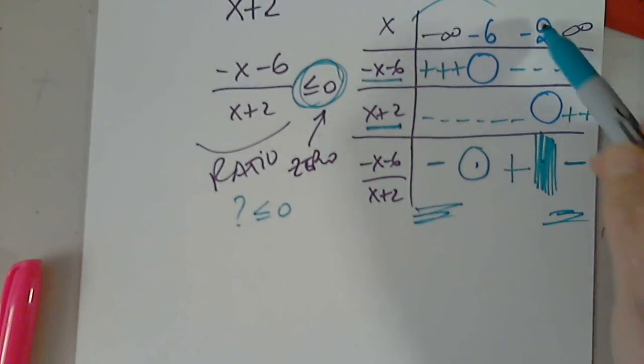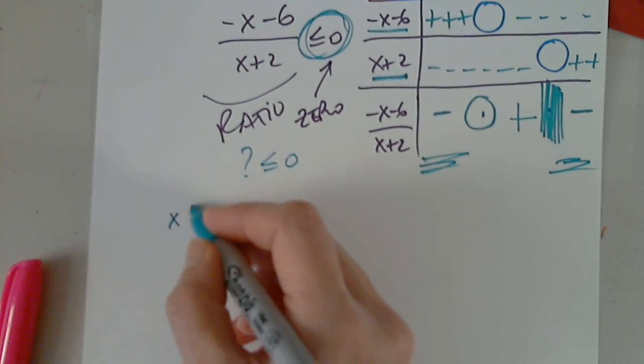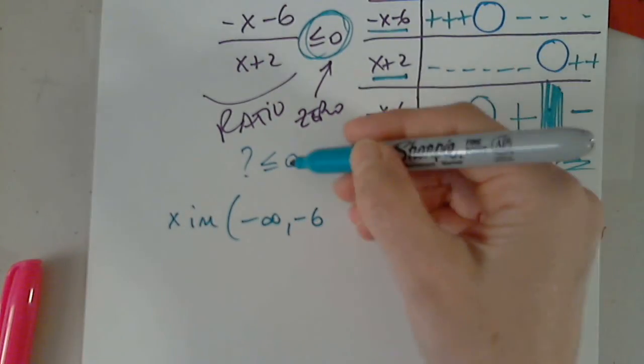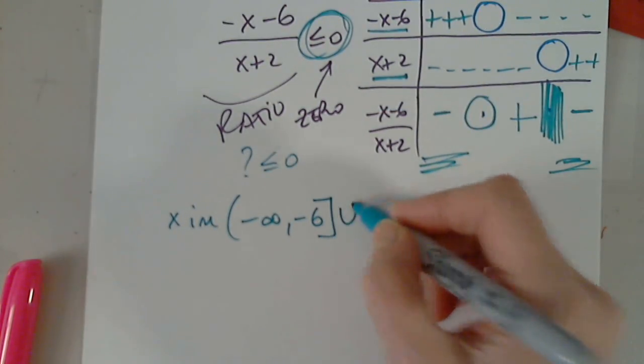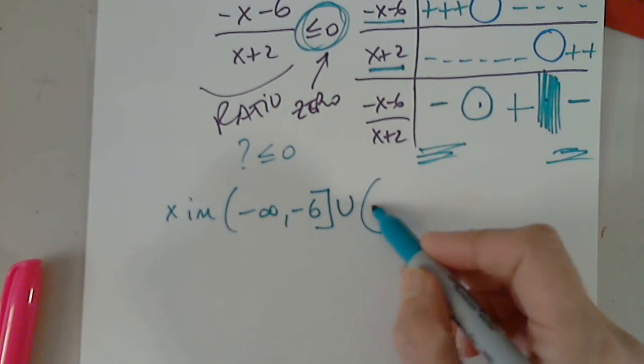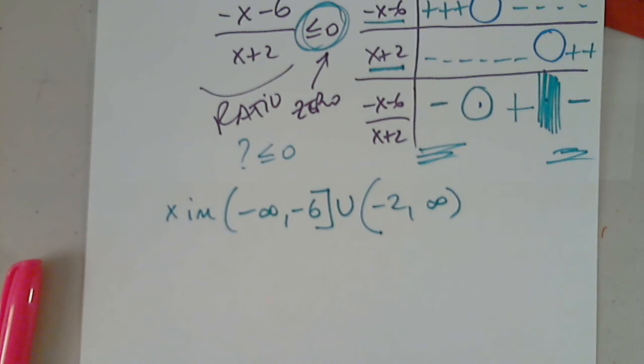So then I have to choose these two. So x in the interval -infinity to -6, it's 0, and I have the equal symbol, so I have to use a bracket. Union, it's undefined, I cannot use a bracket. It has to be a parenthesis, -2 to infinity. Any questions?